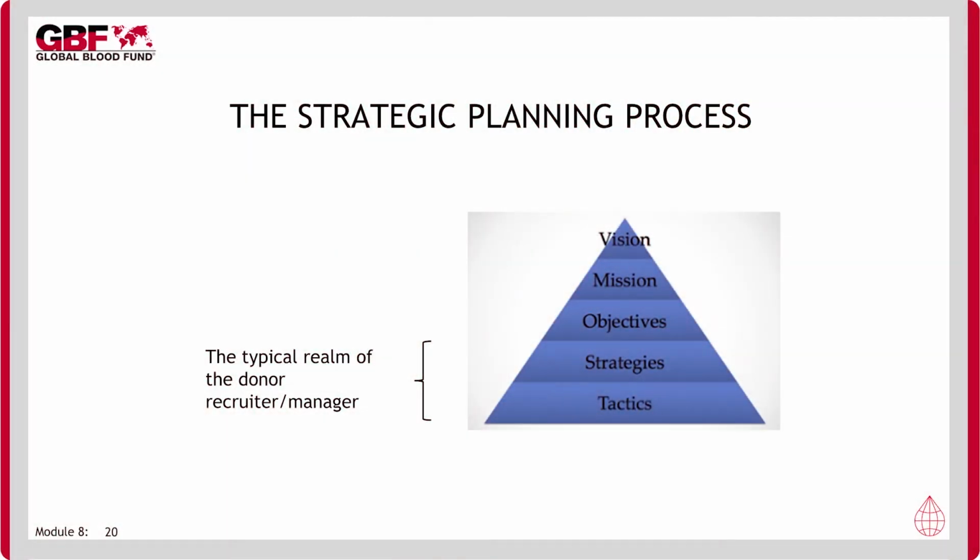The graphic shows the top-down nature of the strategic planning process. Compared to a commercial business, the vision, mission, and values are relatively straightforward for a blood establishment to articulate, but these do need to be shared and clearly understood across the organization. The donor recruiter will mostly work at the tactical level, translating the needs of the organization into actionable programs that will help meet the forecast demand for blood.